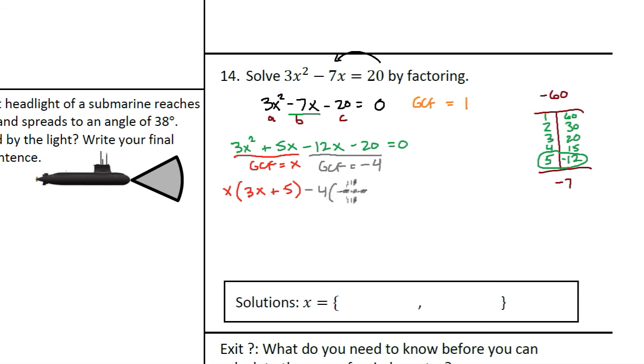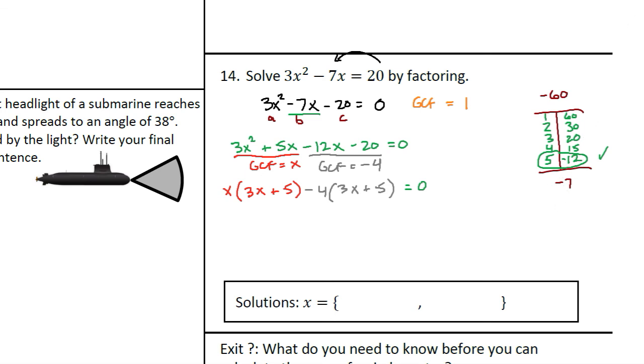What am I left with? I'm left with 3x plus 5. Let's check it. Negative 4 times 3x is negative 12x. Negative 4 times 5 is negative 20. Looks very good. And class, our goal is always to see if we can get these two binomials to be the same. If they are, then I know that I've done a good job on finding my combination.